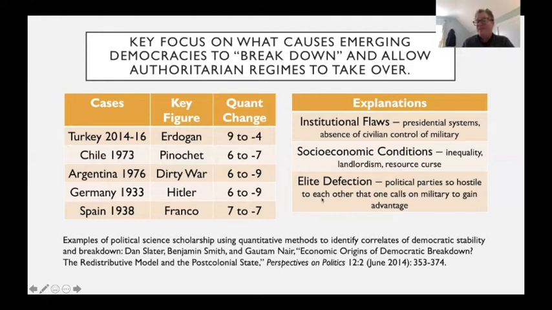Finally, elite defection: political parties sometimes are so hostile to each other that one of them will defect from the democratic game and turn to allies in the military to try to gain an advantage. So these are some of the factors that have been found by political scientists doing these studies. And I think you're going to see when we dig into the Japanese case today that there is some support for many of these in the story from that country.